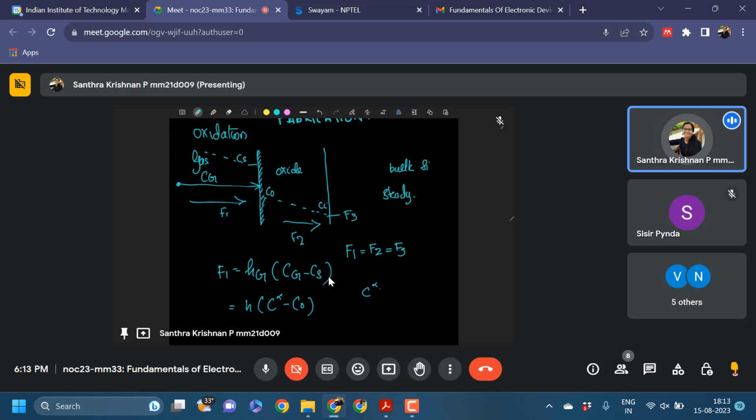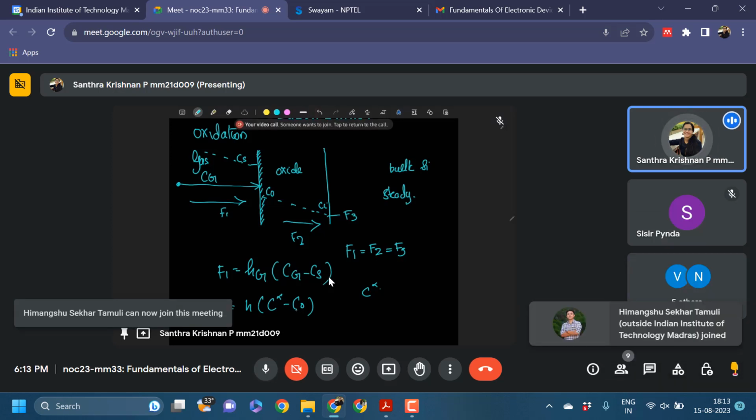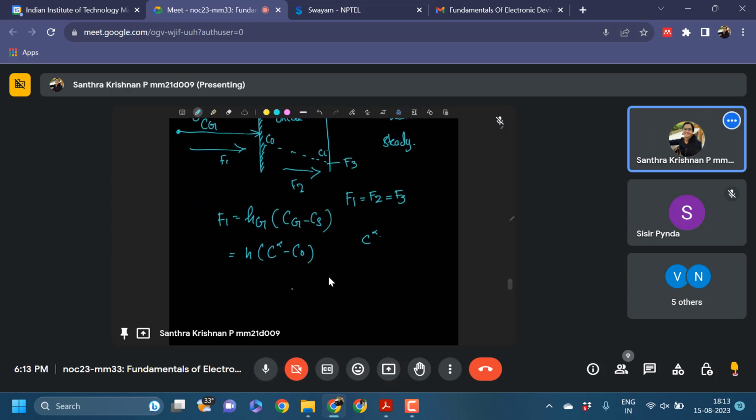So what is C star and C0 here? Can anybody tell me? Do you remember from the last class? So C star is basically the equilibrium bulk concentration of the oxidizing species within the oxide.